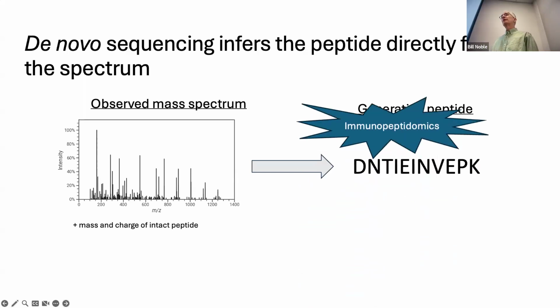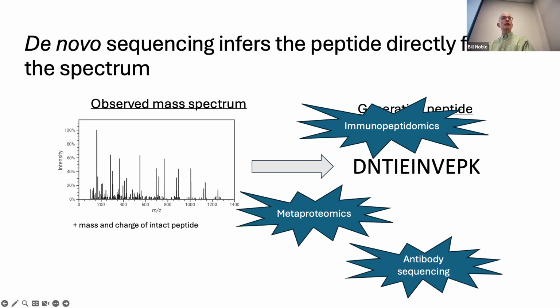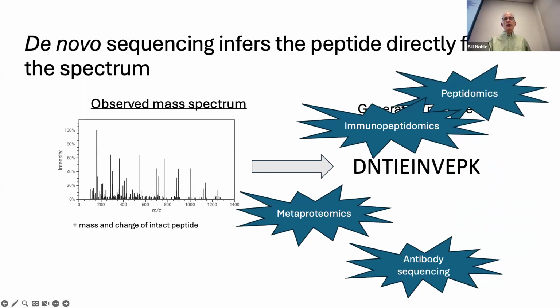So immunopeptidomics is one application of de novo sequencing. Others include things like metaproteomics. So in metaproteomics, if you're looking at soil or ocean water or what have you, you don't have a reference proteome. You don't know a priori what peptides to expect. And so you have to do de novo sequencing. Antibody sequencing is another, where the antibodies are created through the whole VDJ recombination procedure. And so you don't have a reference proteome there either.